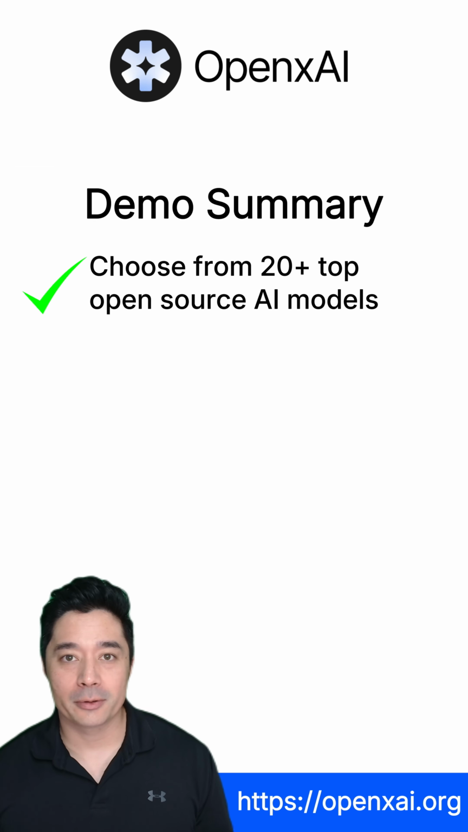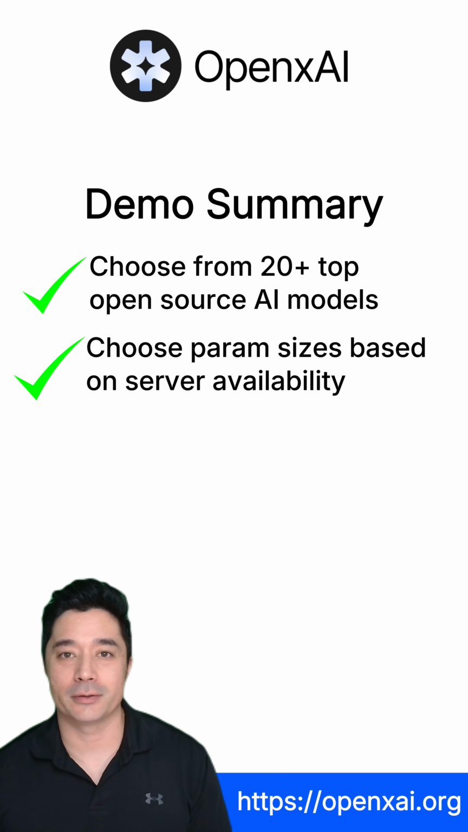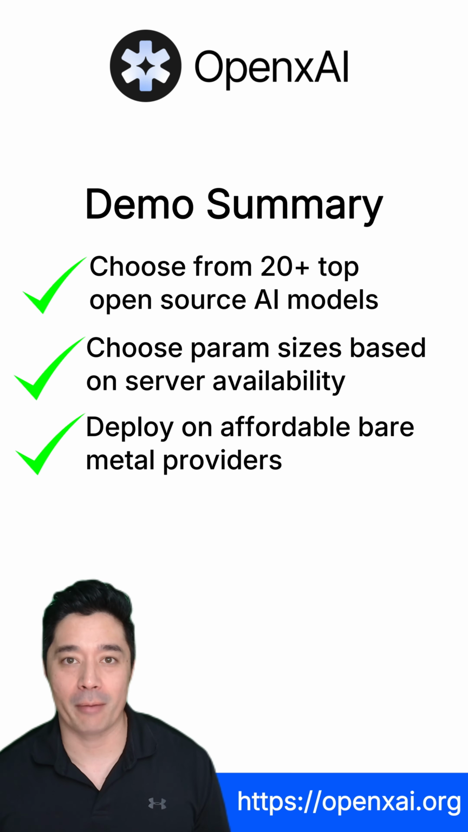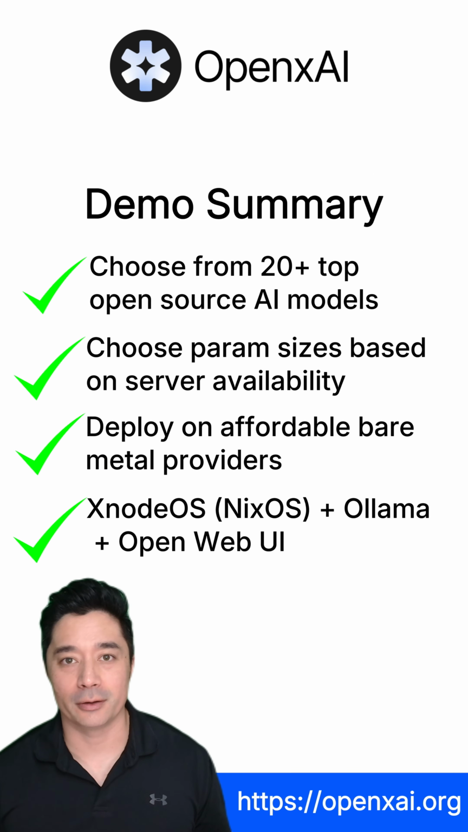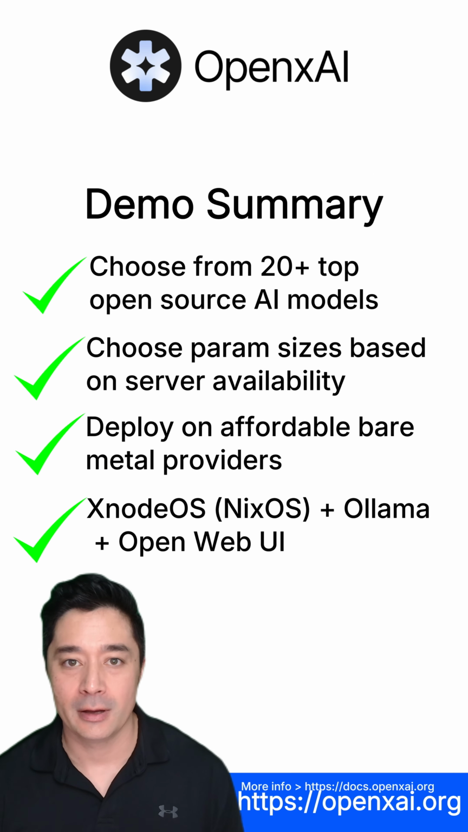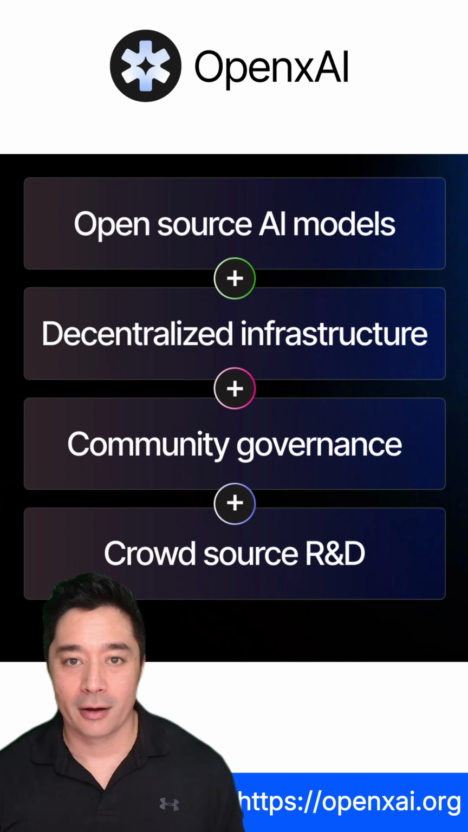So today we're able to choose out of 20 plus models of many different parameter sizes, deploy it on top of bare metal, running on top of xNode-OS and Ollama using the OpenWebUI front end. If you'd like to learn more about our decentralized AI infrastructure, check out our docs page.